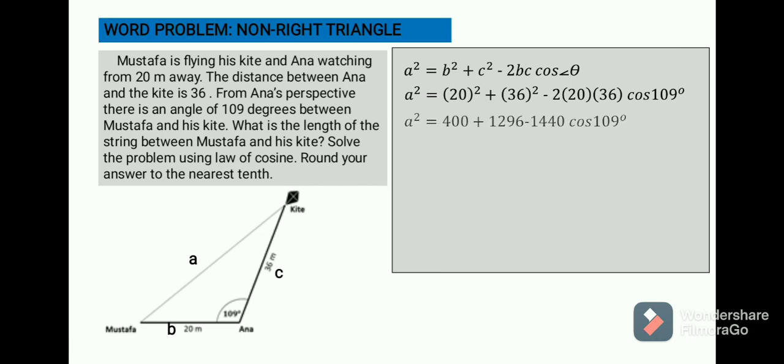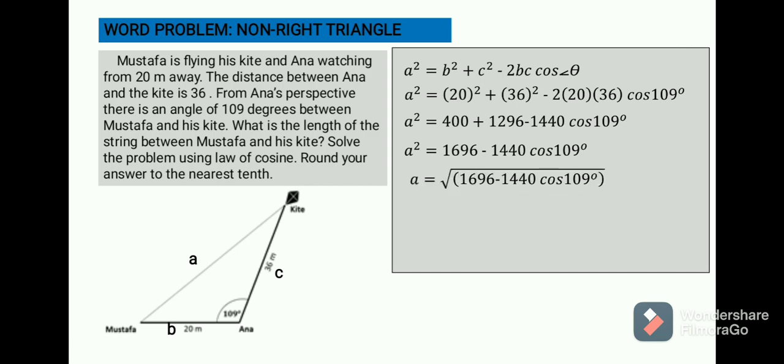Then let's solve. 20 squared is 400, and 36 squared is 1296. Then 2 times 20 times 36 is equal to 1440. Then add 400 and 1296. The sum of the two is 1696. Then simplify. a is equal to the square root of 1696 minus 1440 cos 109 degrees.